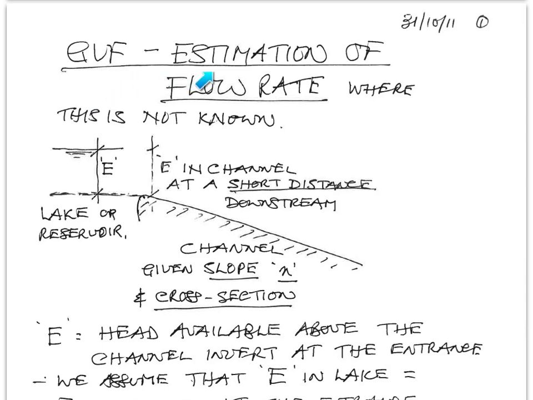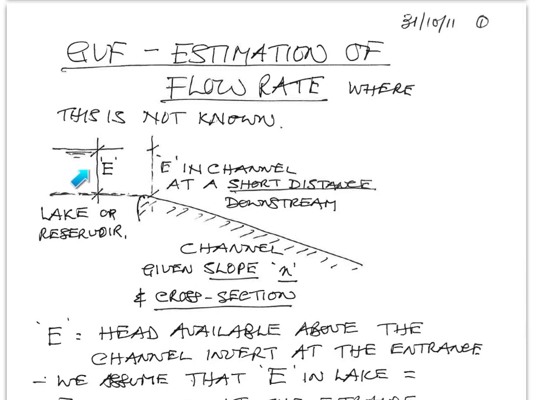Okay, well, the final part of this summary is looking at those problems in which we have to estimate the flow rate. So no flow rate given in the question. All we will have are basic details about the channel, about its slope, roughness and section, and also some information about the head at the entrance to the channel. That would be the lake or reservoir that's feeding the channel.